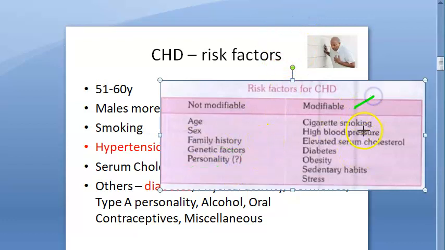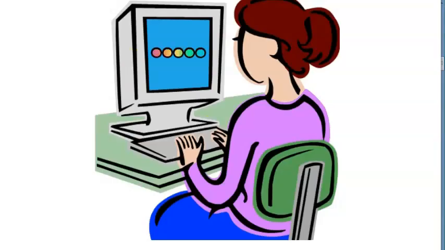What are the modifiable things that you can modify in your life? Cigarette smoking, stress, sedentary habits, obesity, diabetes. Can you actually modify diabetes? You can just control it, I think. Cholesterol, high blood pressure. Okay, so all these are modifiable. Modifiable, what have they put? Come on, name the modifiable ones. Modifiable you have.